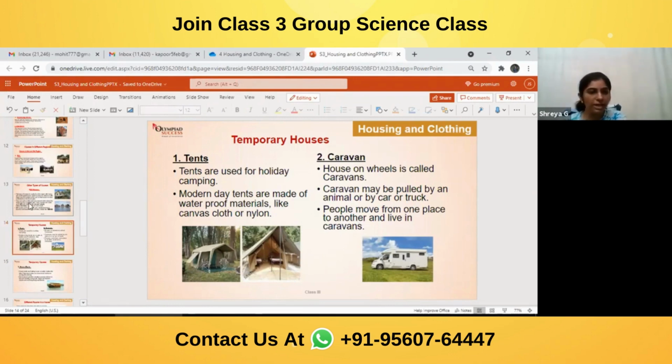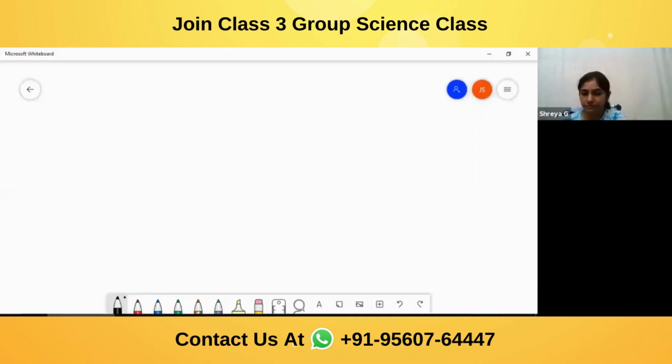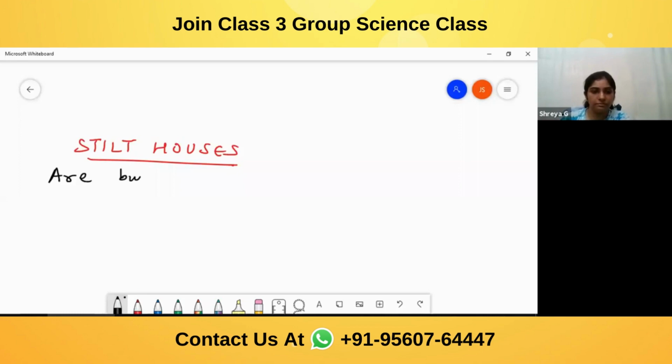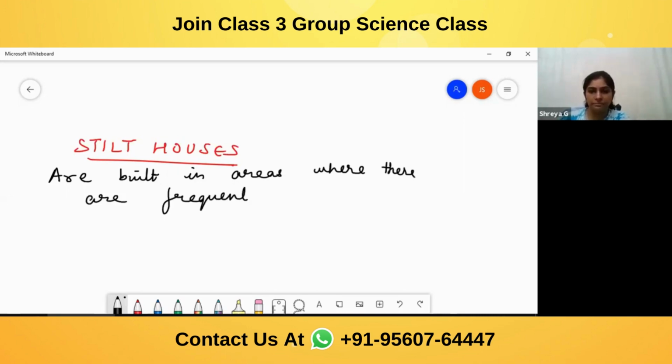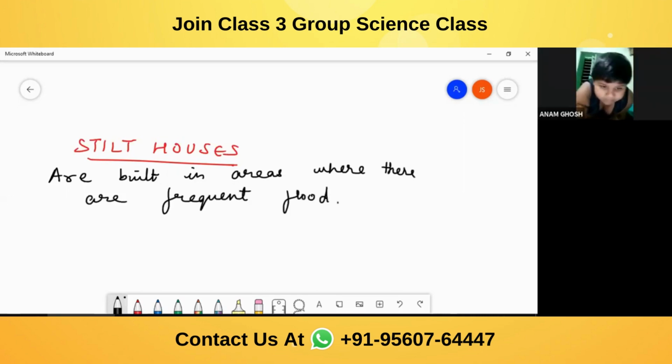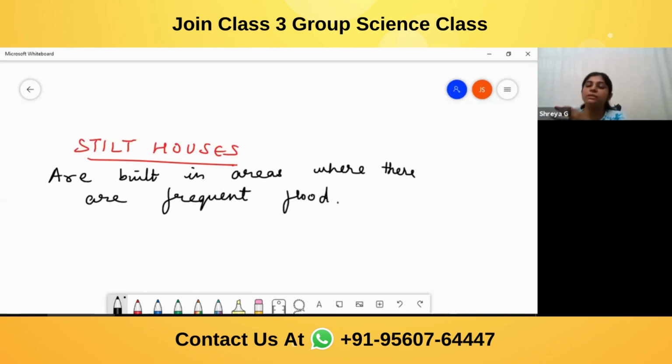Clear? So two types we have seen. We have seen the stilt houses where there are floods, and the temporary houses, that is the tents and caravan. Yes, Anand? Frequent floods. Yes? Ma'am, stilted houses are found in Assam. Yeah, in all the areas where there are more floods.